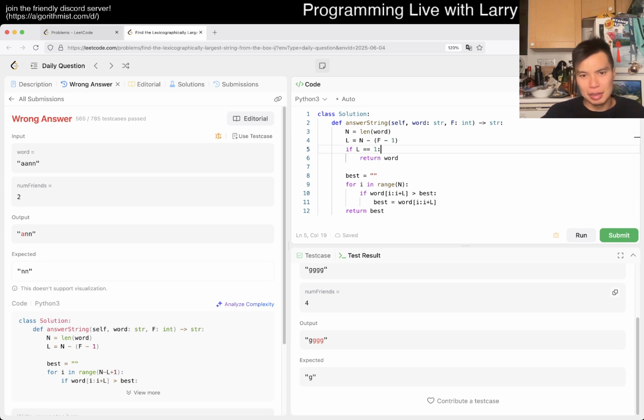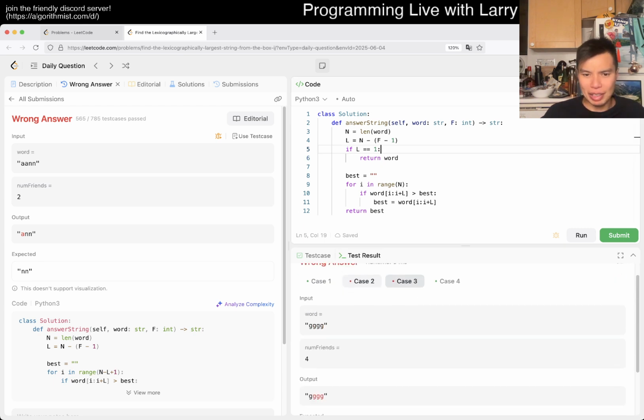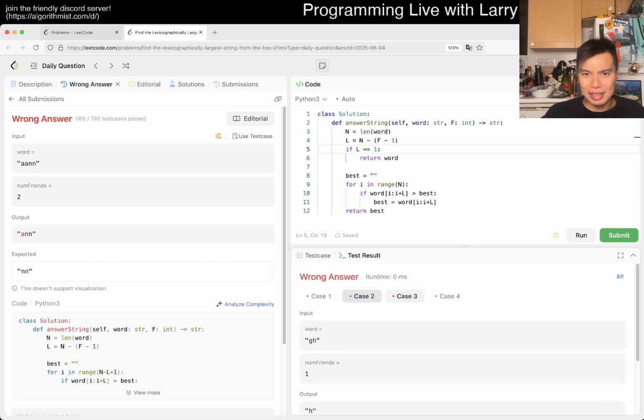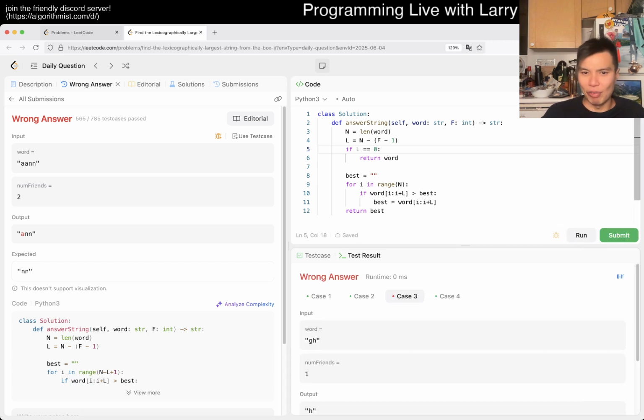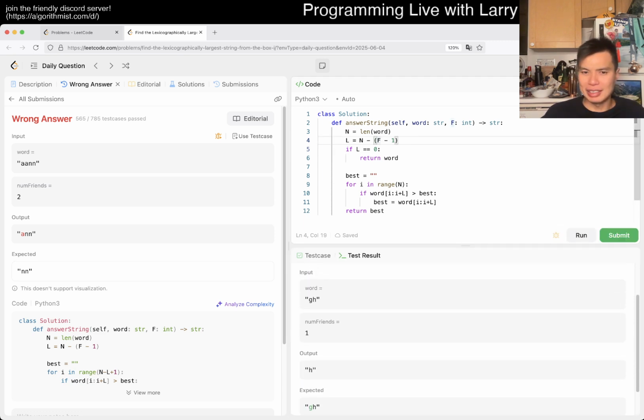Huh. Did this not work before? I don't get it. Oh. Well, this is L equal to 0. I messed up, that's why. I was so confused. Okay. Because F is equal to 1, not L. But in any case, it's still wrong.